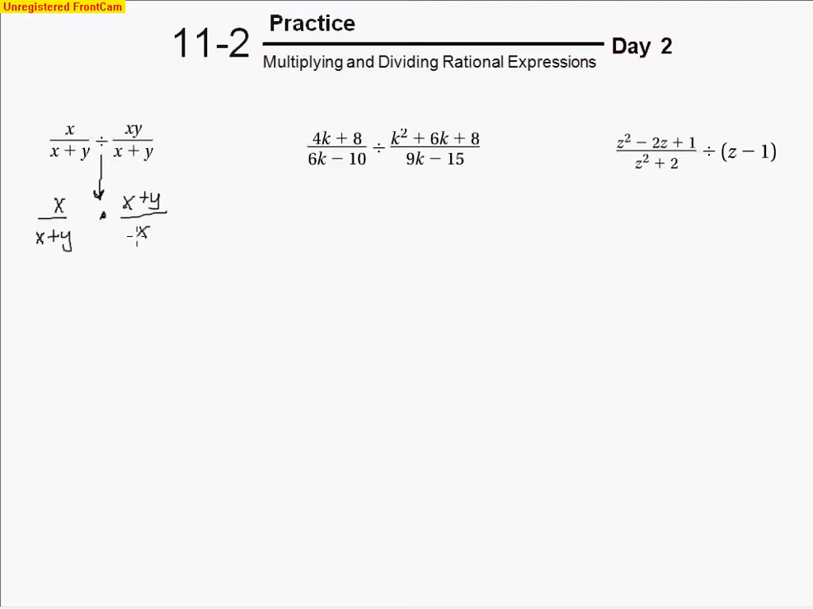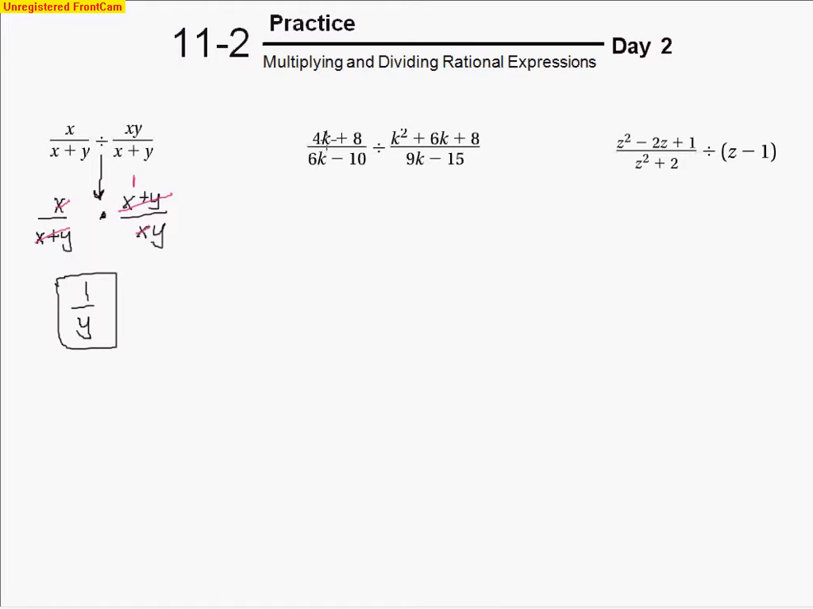So that's the first step, and it actually works in our favor with this problem, because now we have some x plus y's that will cancel, and we have this x that will cancel. So all I'm left with is a y, and it's on the bottom of the fraction, so I need to show that by putting a 1 on top of the fraction. So that's what I'm going to write, 1 over y.